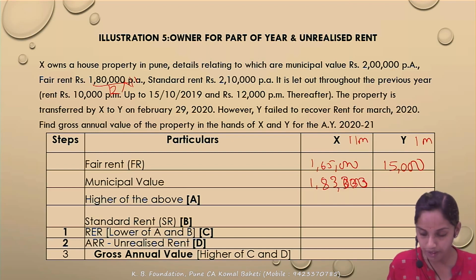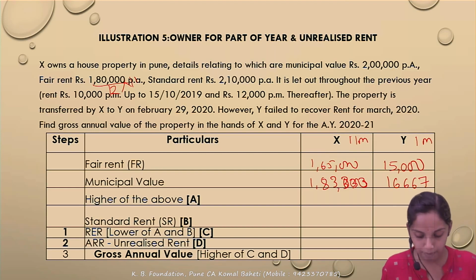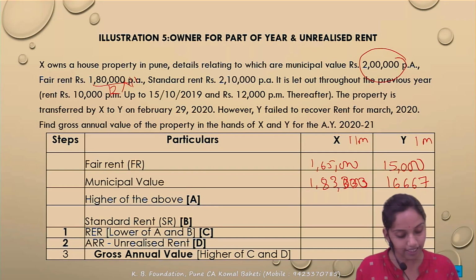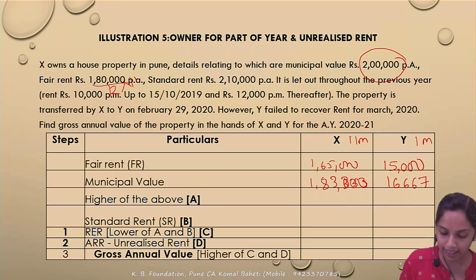183,333 it comes to, and over here it comes to 16,667. Where is the municipal value? It's 2 lakh. Divide by 12, multiply by 11. Next, standard rent को भी हम 11 months के लिए कर लेते हैं पहले. Standard rent 2,10,000 divide by 12 multiply by 11.